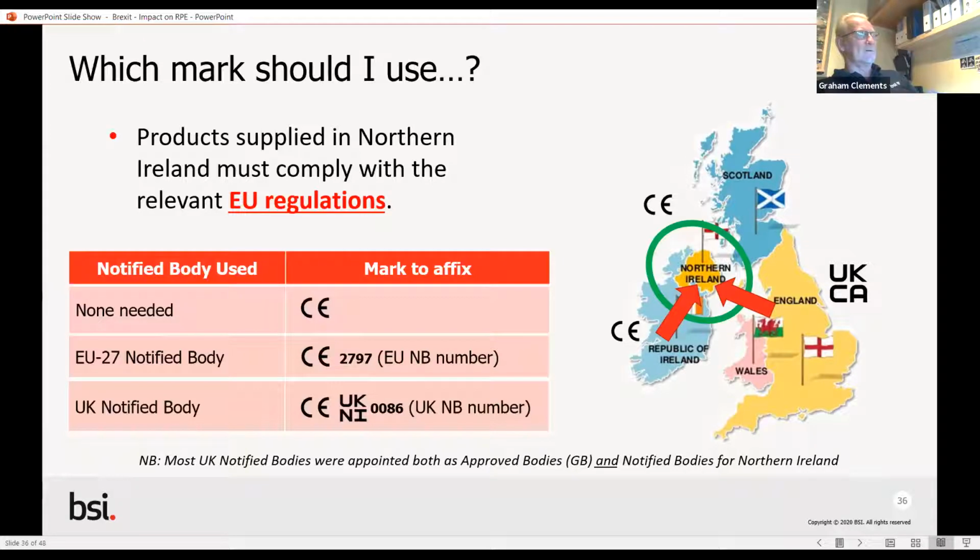So it's a bit, yeah. There are different ways of doing it, but you need to show that you've met the European regulations to place it on the market in Northern Ireland.